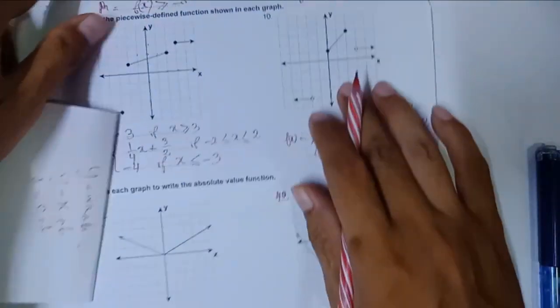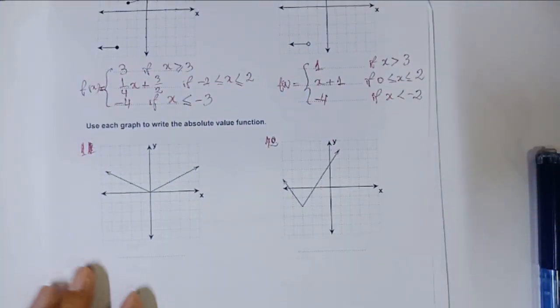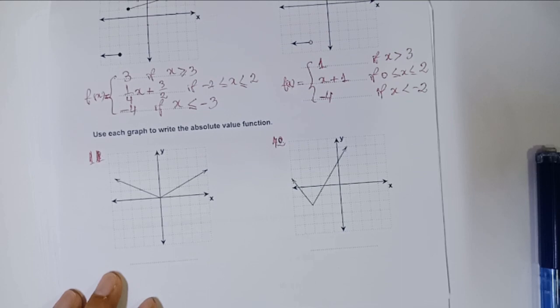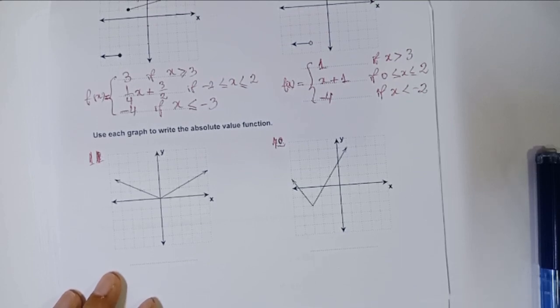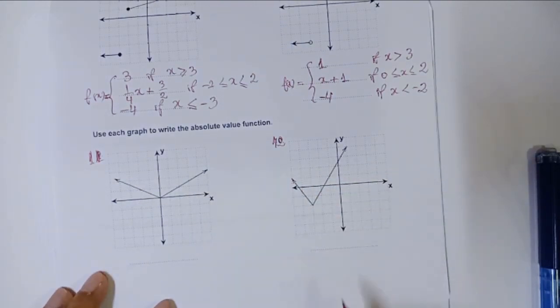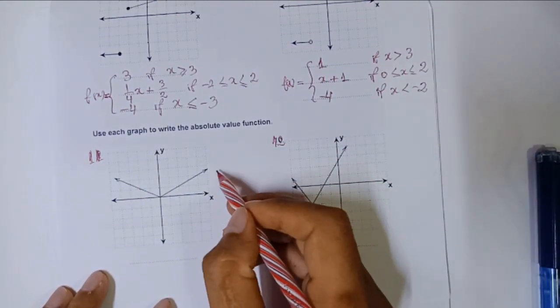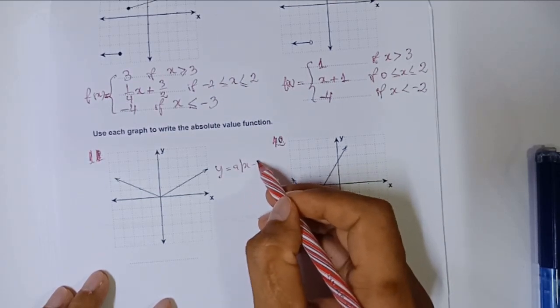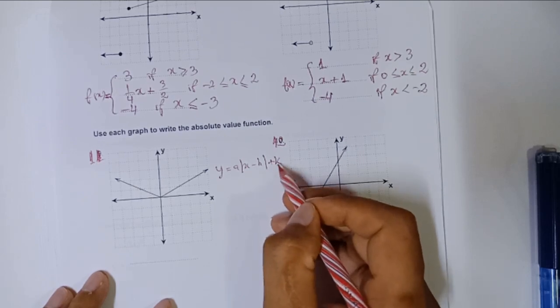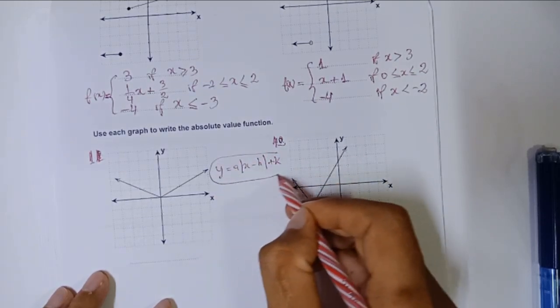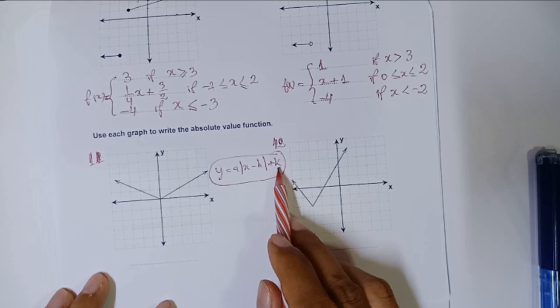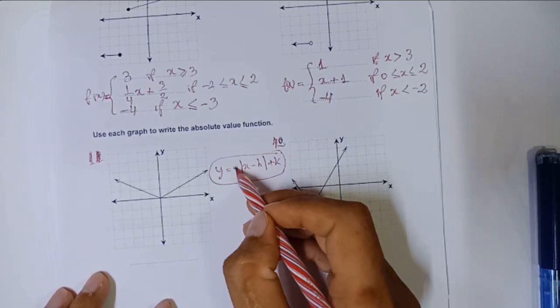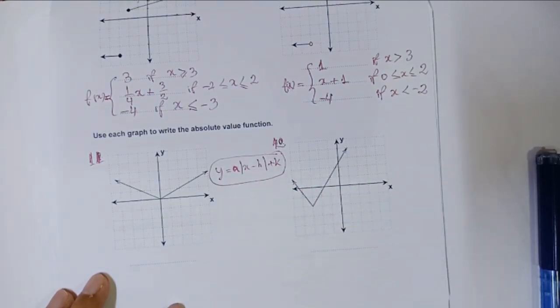Now using a graph to write an absolute value function. Absolute value function is in the form of y. Let me write the general form first: y equals a times the absolute value of x minus h, and then plus k. This is the general form of the function, where h and k represent the vertex, and a is the coefficient. Now let's begin with number 11.